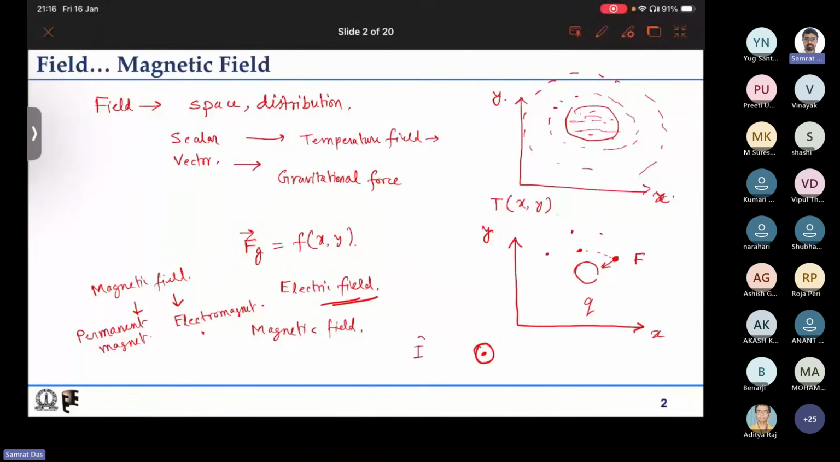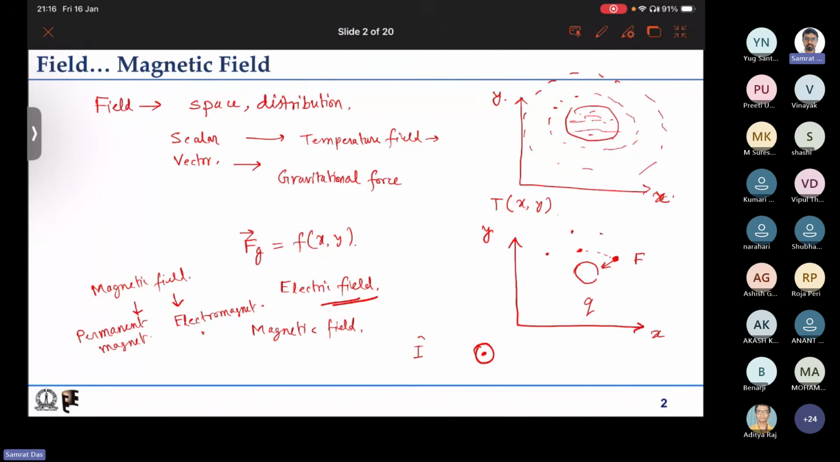So we are going to start, so we understand what we mean by field, and what the different types of fields are, a scalar field or vector field. We have seen an example of a scalar field, that is a temperature field. For vector field, we have seen three examples: gravitational field, electric field, and magnetic field. Only three examples as of now are enough. So we understand what we mean by magnetic field.